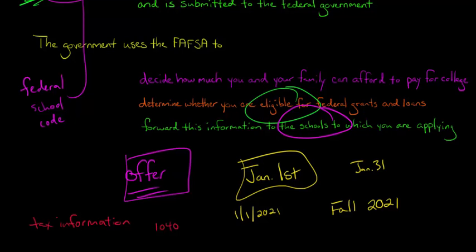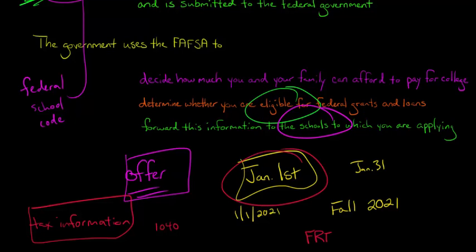And so basically you're going to get your tax information, and as soon as you can, on or after January 1st, you want to file the FAFSA. It is completely free. And again, you can file it online or on a paper-based form, and this is going to be the gateway for unlocking financial aid at a university in the U.S.